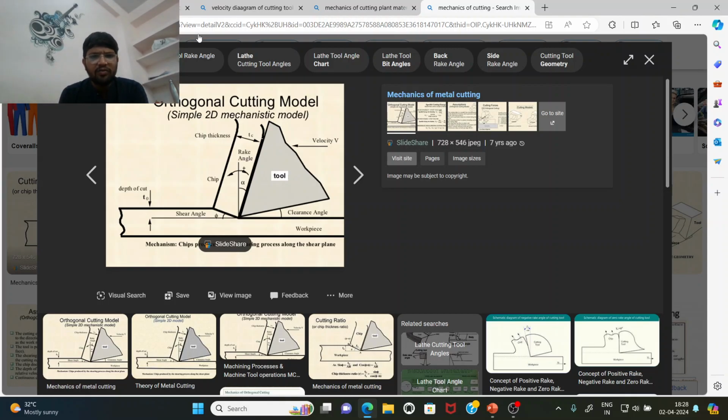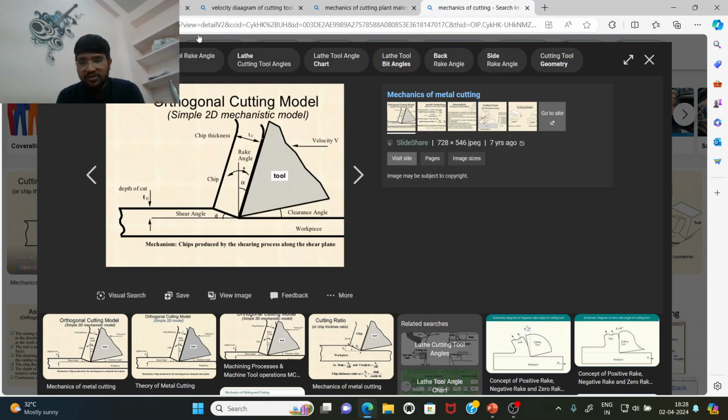This is a basic kind of geometrical parameters. It's not a scientific parameter. There will be no science behind it. It's a basic geometrical parameter. And we have a depth of cut.